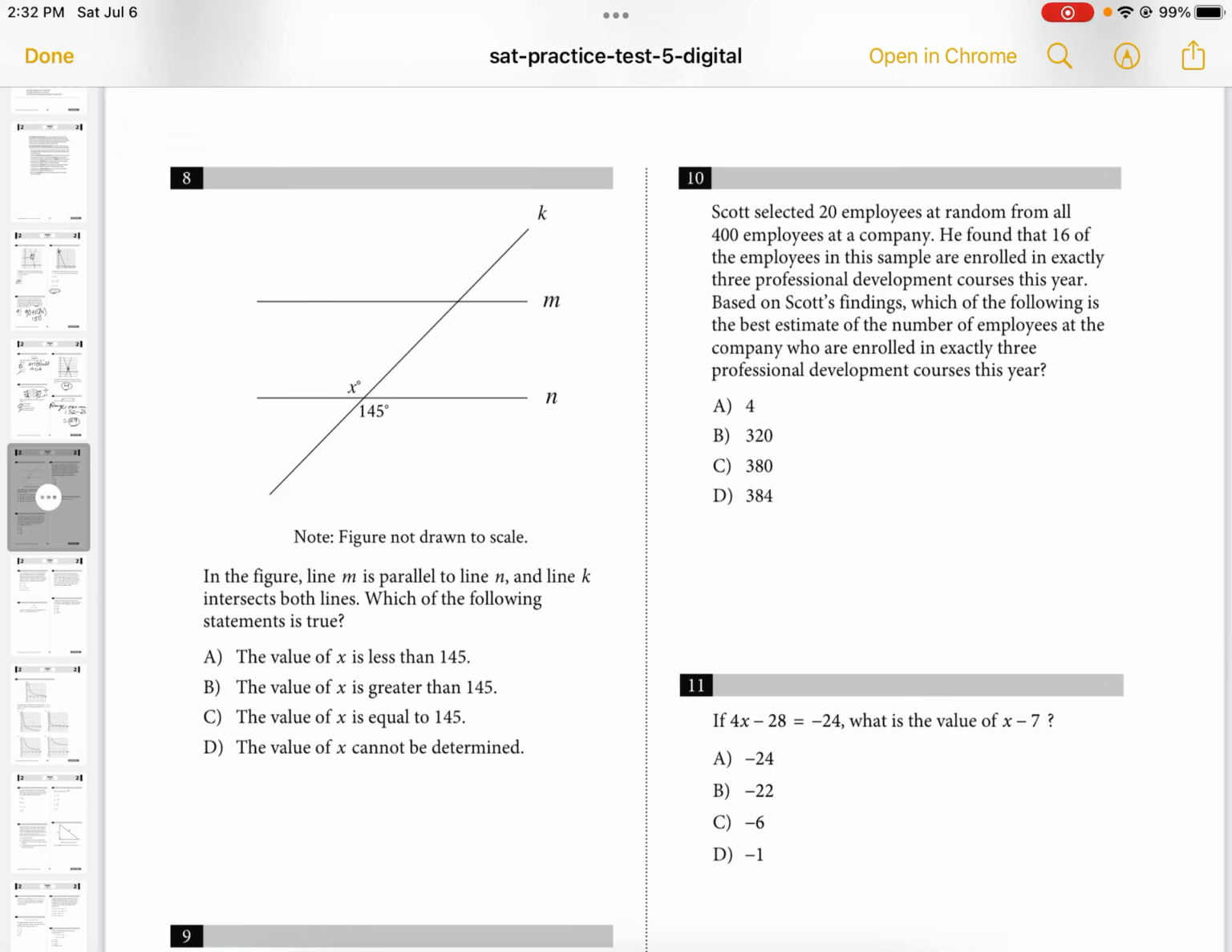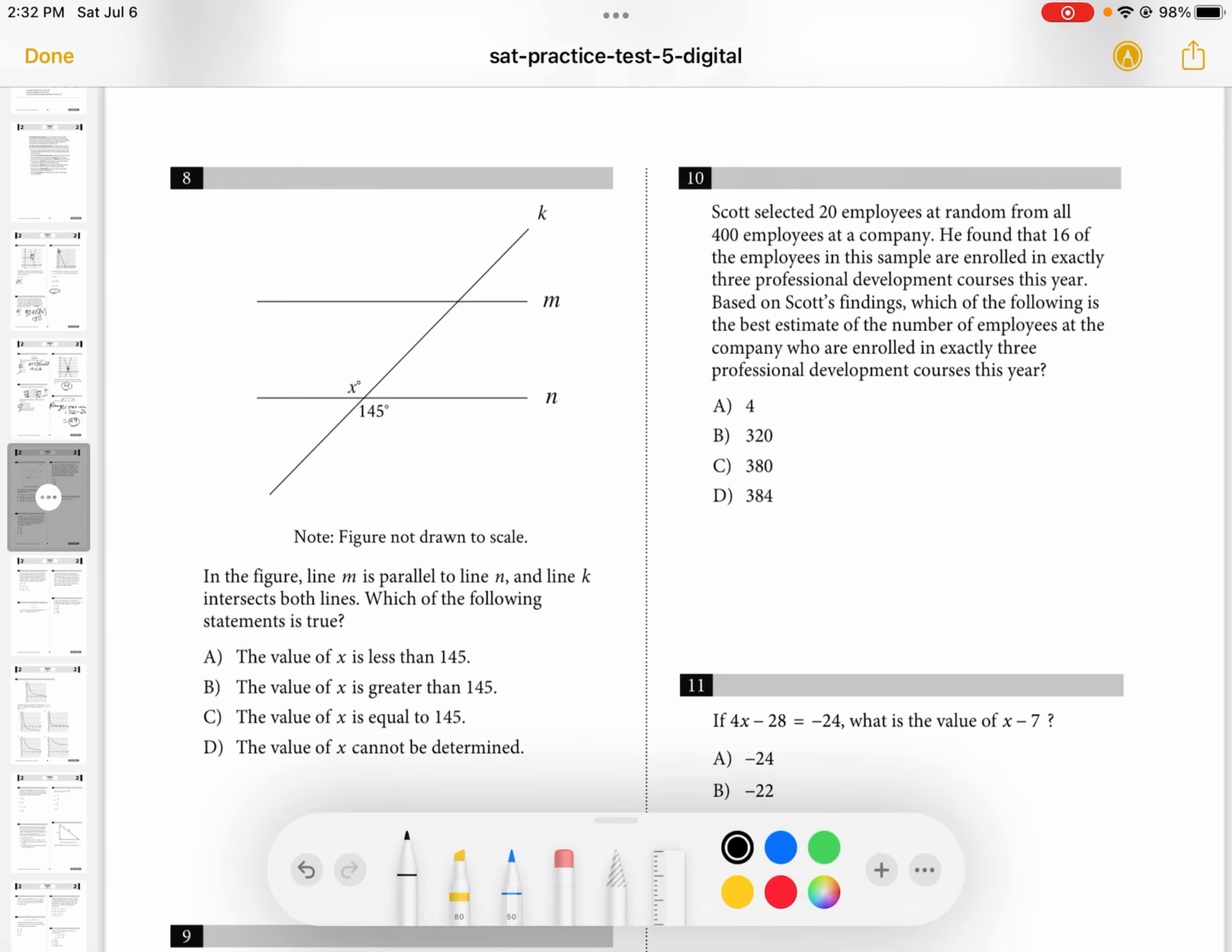Okay. Next question. In the figure, line m is parallel to line n, and line k is the transversal, because it intersects both lines, okay? Which of the following statements is true? Okay, so line k is our transversal. So this is a transversal. Okay. So we can apply the properties we know when two parallel lines and a transversal that intersects them both exist.